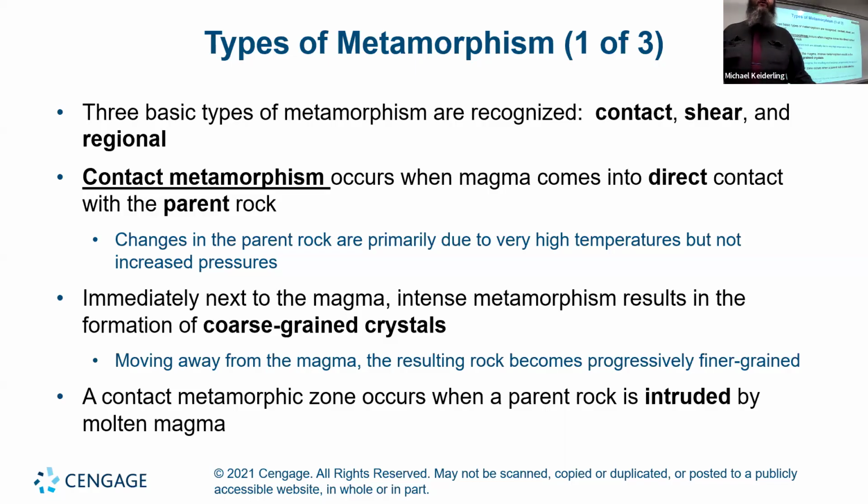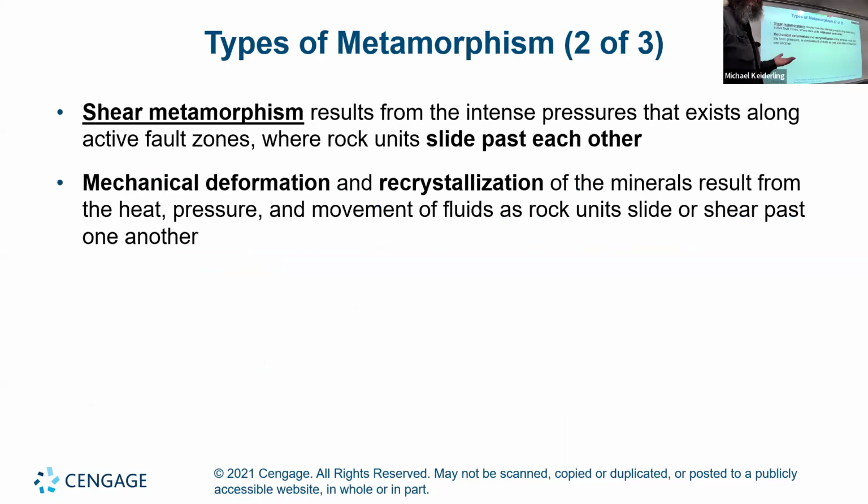And a contact metamorphic zone occurs when parent rock gets intruded by molten magma, when molten magma moves up through the parent rock. That's how you get stuff like marble. It's primarily formed by contact metamorphism.